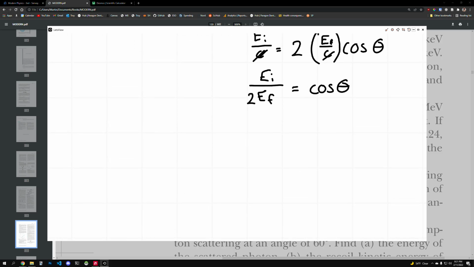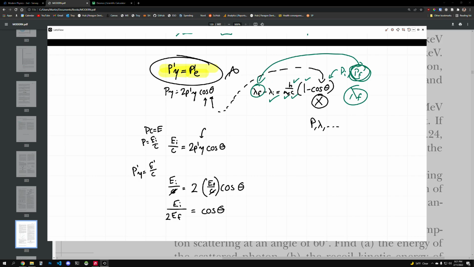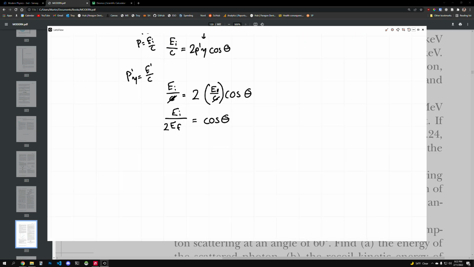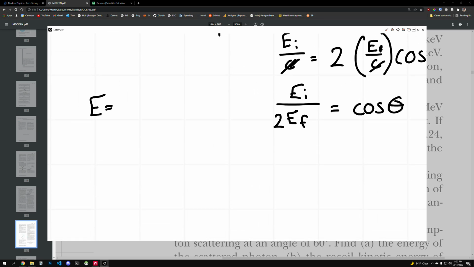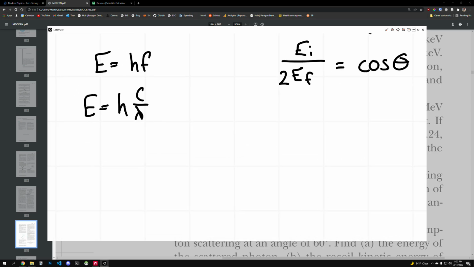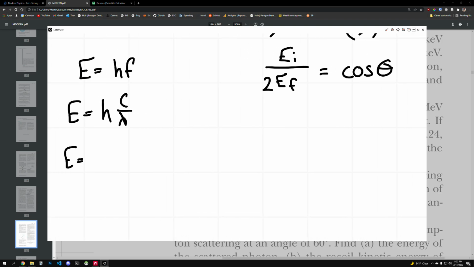Now, there's another relationship between EIs and EFs, because we don't have our problem in the right form yet, right? If I'm trying to convince you that I'm going to get this all in terms of lambda F, this is not in terms of that. So I have to do one more step, and I have to convert E is equal to hf, or E is equal to hc over lambda, where we can isolate that lambda term. So EI is equal to hc over lambda I, and EF is equal to hc over lambda F.